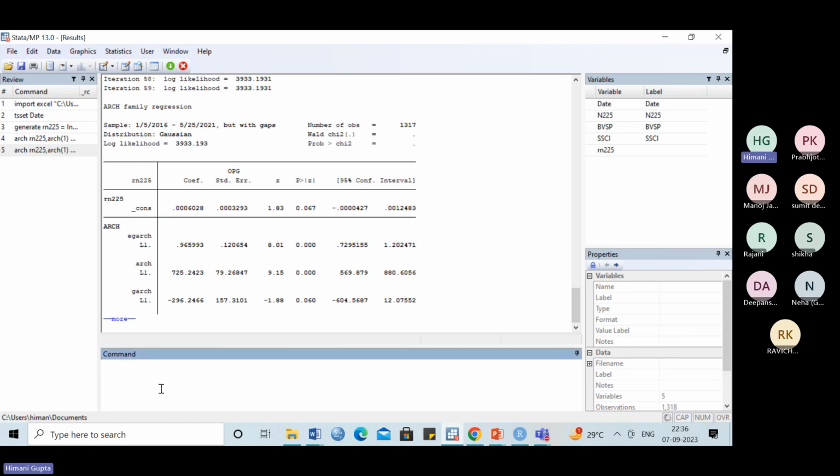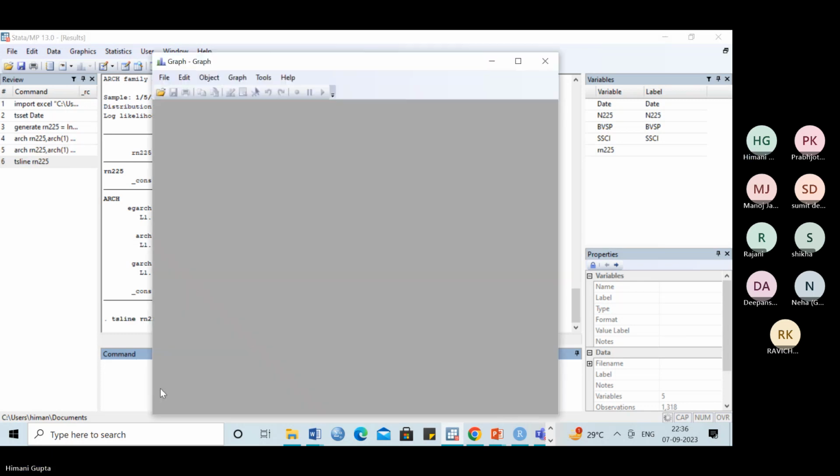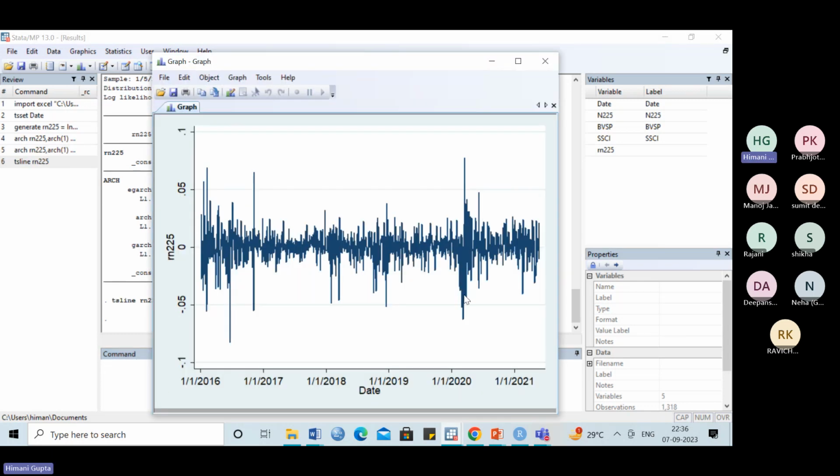And if you want to make a line, so tsline, time series line, Rn225. If I want to check the clustering, these are your diagrams. Over here, we are using the command tsline, which in R was plot.ts. That means I want a line diagram from the time series data. So it will give you the result.